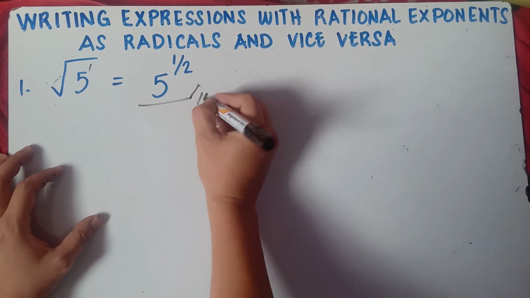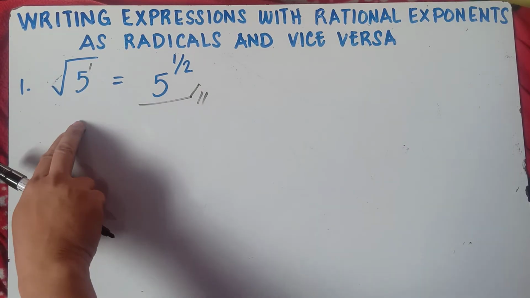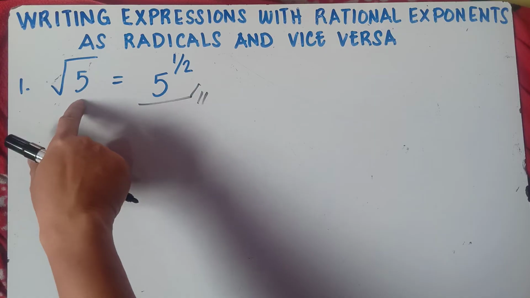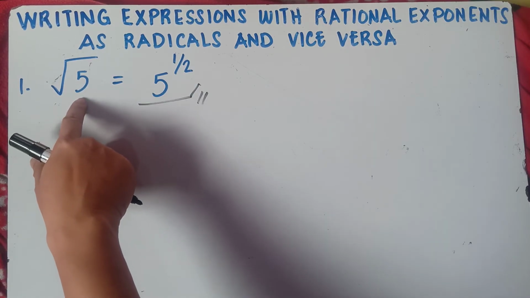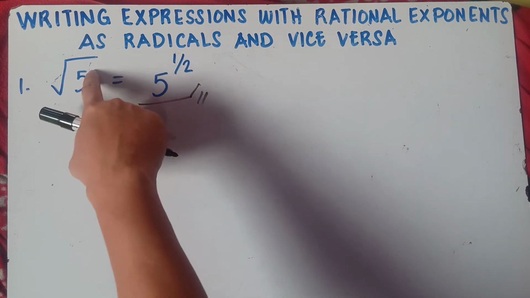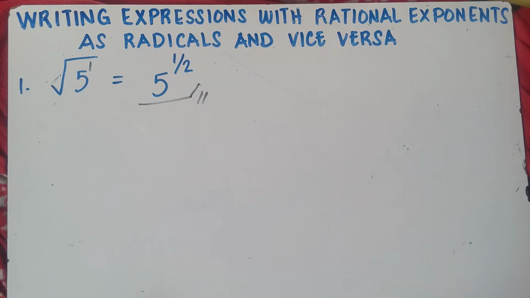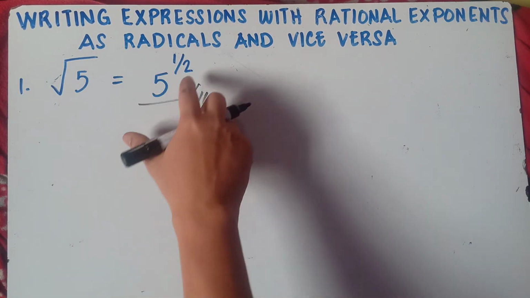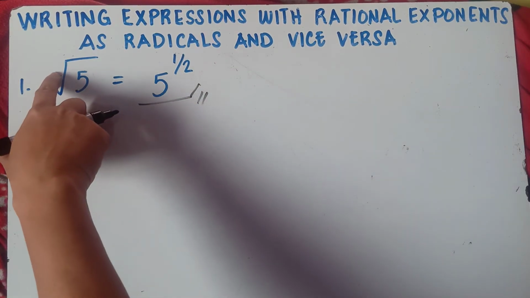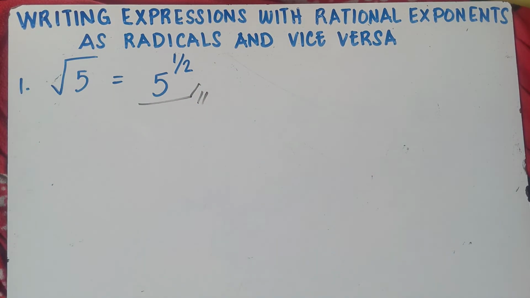Easy, right? So once again, to convert a radical into rational exponents, copy what is inside the radical symbol. The numerator came from the exponent of 5. Understand that there's 1 here. And the denominator 2 of the rational exponent came from the index. And that's it, class. Easy, right?